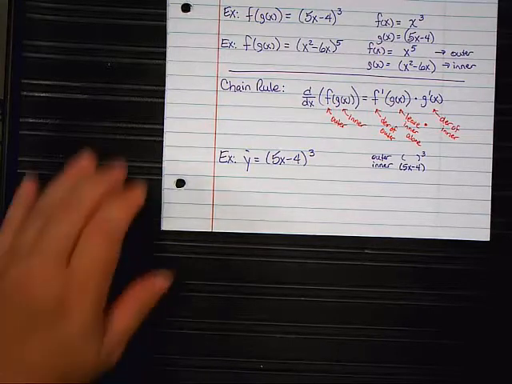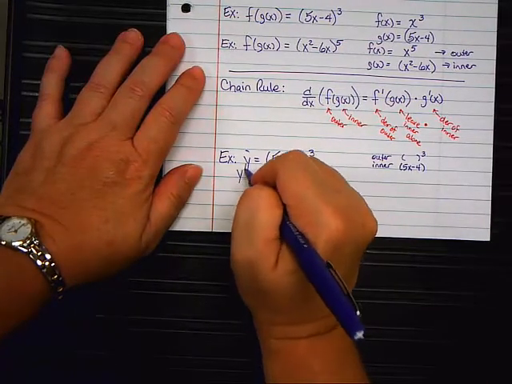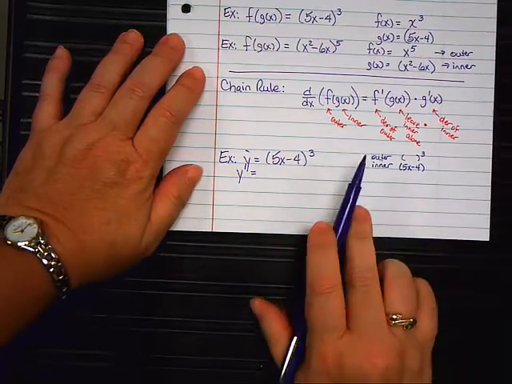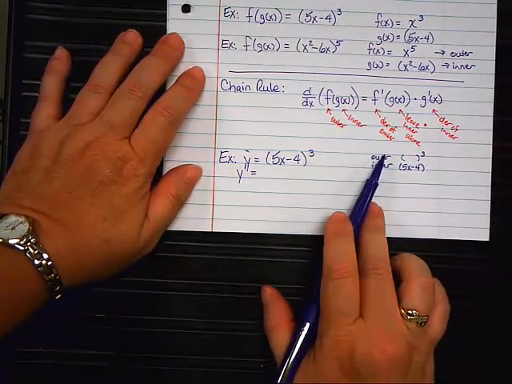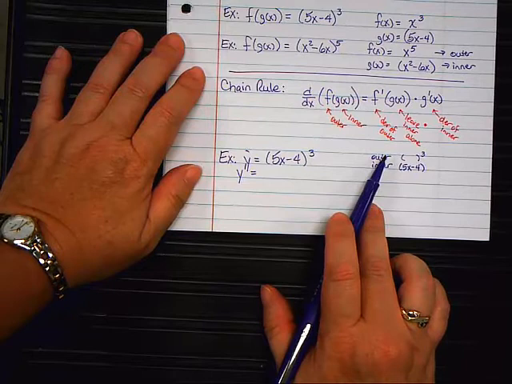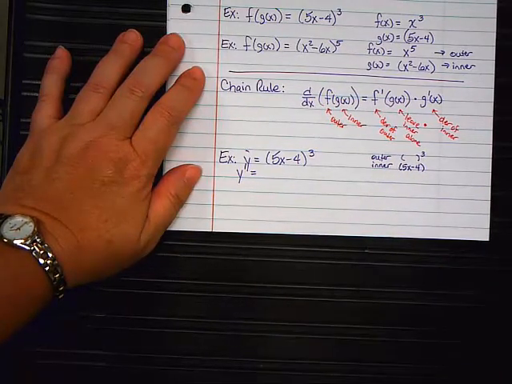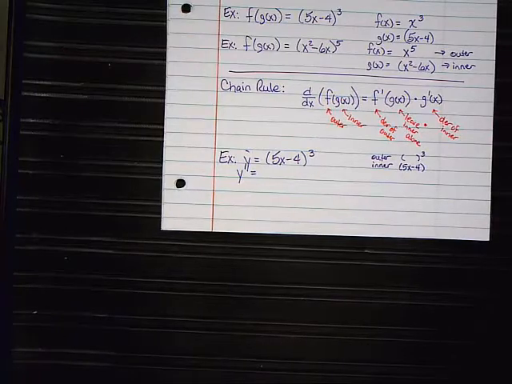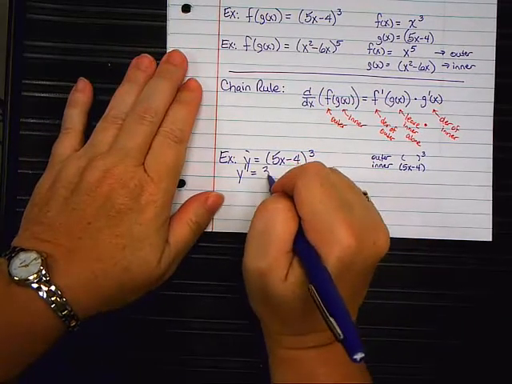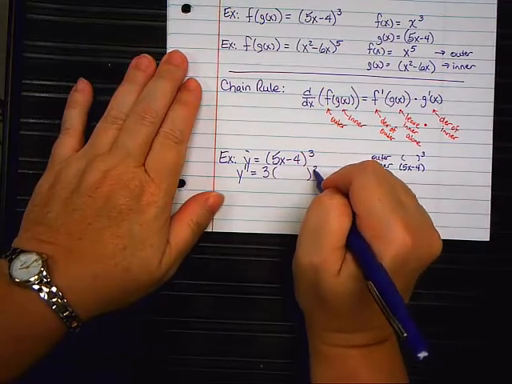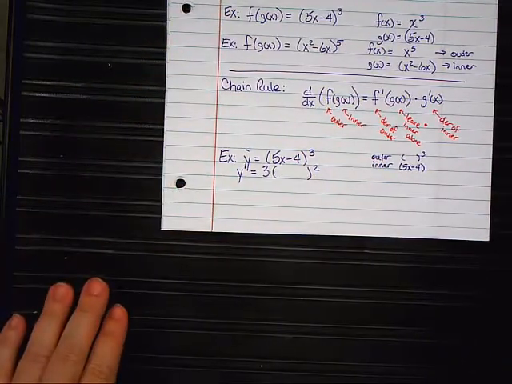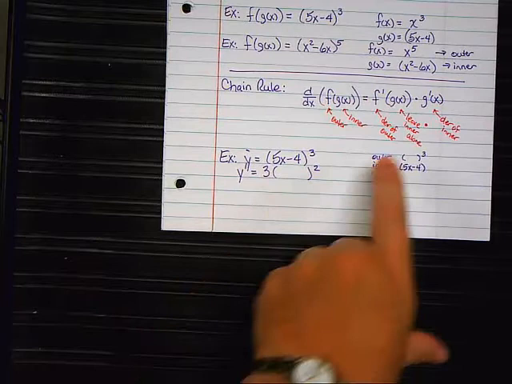Okay? So now, using the chain rule, y prime equals... First thing we're supposed to do is take the derivative of the outer function. How do you take the derivative of something to the third power? Three something to the power of what? Two. So that's what we're going to write. Three parentheses squared. Okay? Now, what goes in the parentheses?